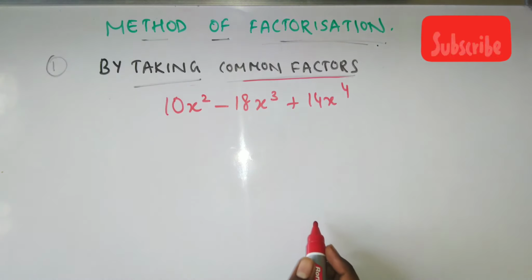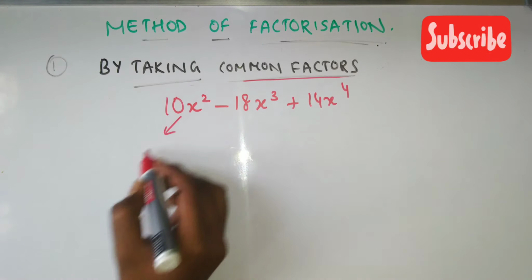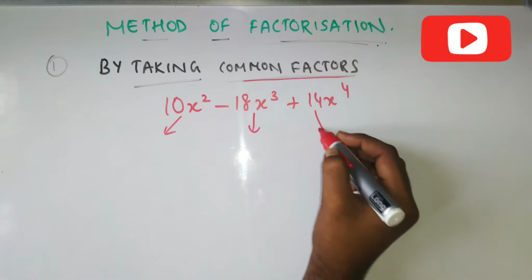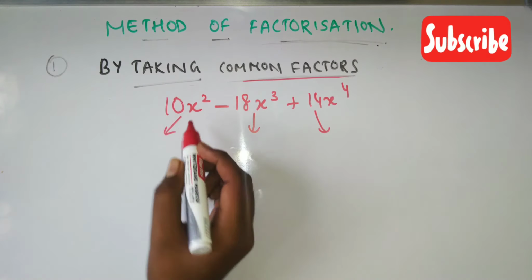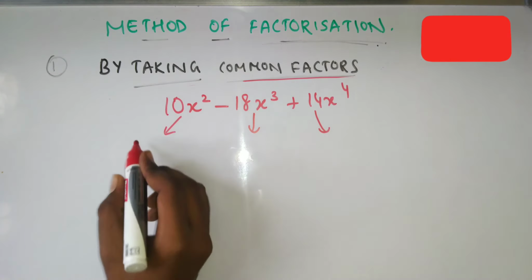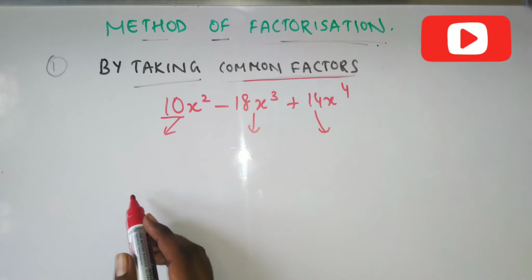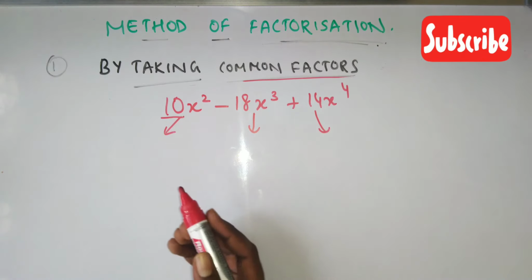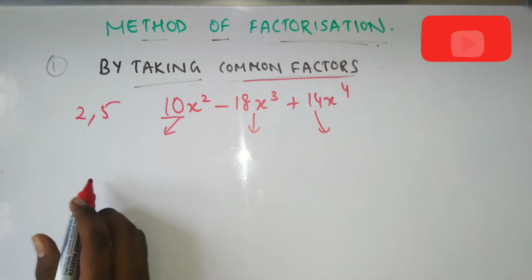Now the first step is that you have to find the terms. So this is the first term, this is the second term, and this is the third term. Now for each term, you have to find the factors. How to find the factors? See here. 10 is not a prime number, right? What are the factors of 10? We can write it as 2 and 5, correct?